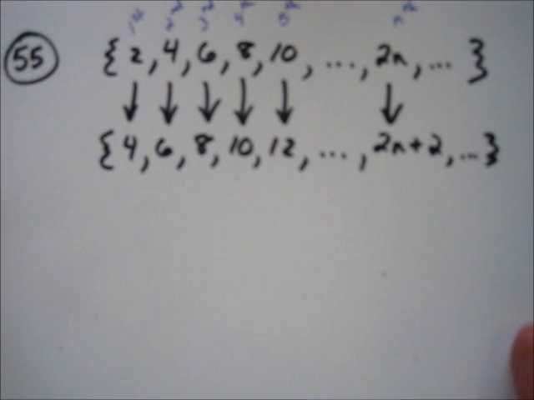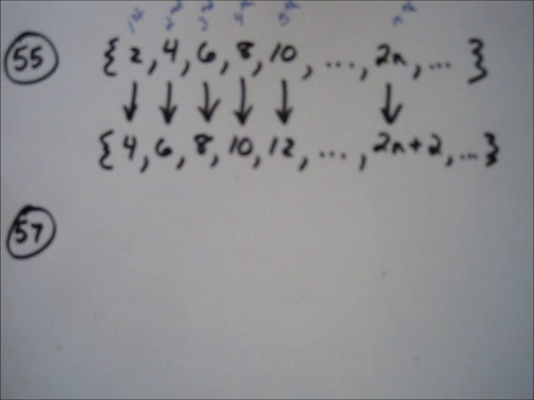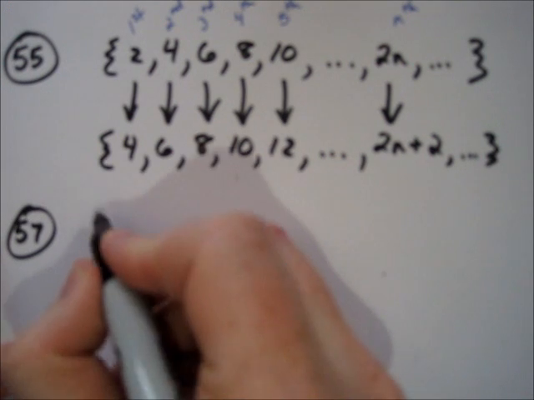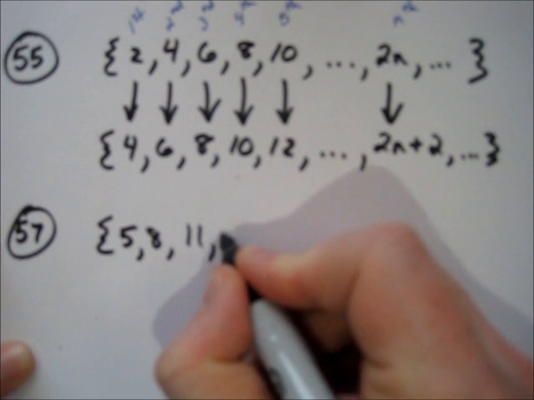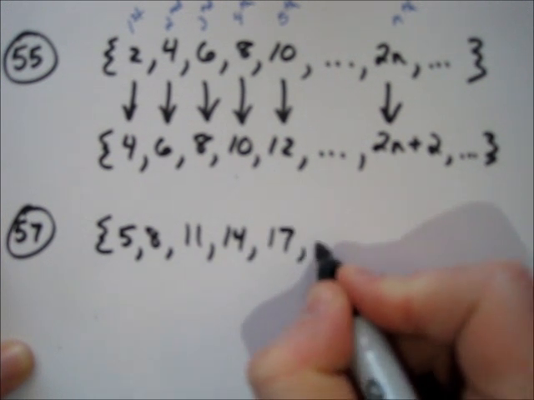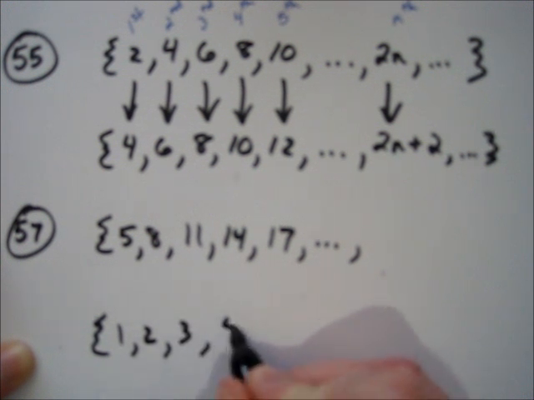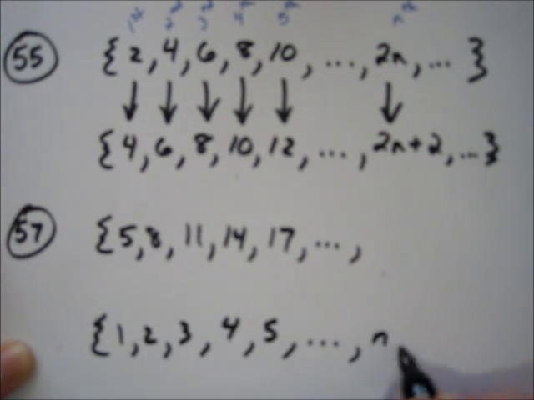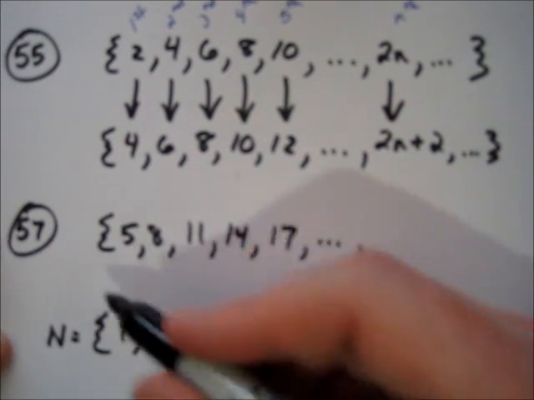So let's also look at one of these next types of problems, problem 57, which asks us to show that the set has cardinal number aleph null by setting up a one-to-one correspondence between the set of counting numbers and the given set. So the set we're given is 5, 8, 11, 14, 17, ... And I'm going to put it in one-to-one correspondence with 1, 2, 3, 4, 5, ... n ... because these are the counting or natural numbers.